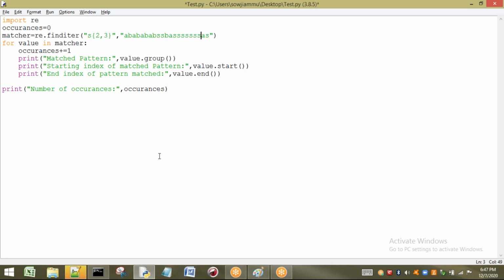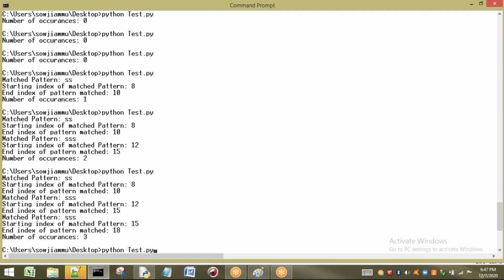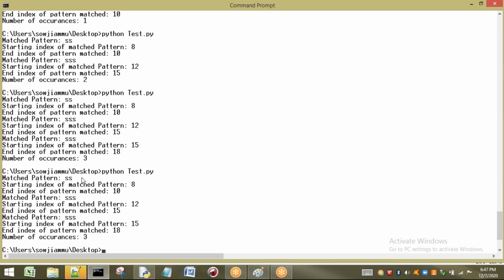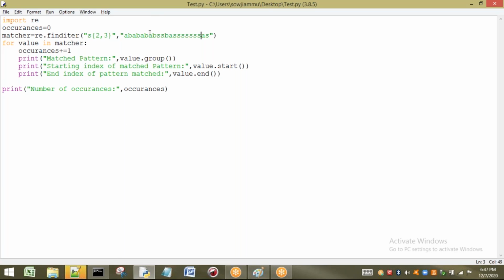If I take 1 more, observe carefully. If I take 1 more here, what will be the output? This is very important. So see, 2 S's, 3 S's, 3 S's only. You may think, sir, why can't it take 2 S's here? Observe carefully, this point is very important. Here it is taking 2. But here totally how many are there? 1, 2, 3, 4, 5, 6, 7. 7 are there. So it will consider 3, 3 only.